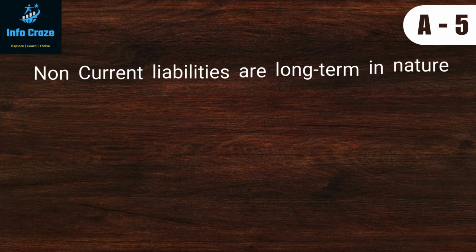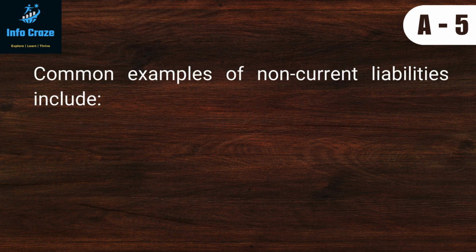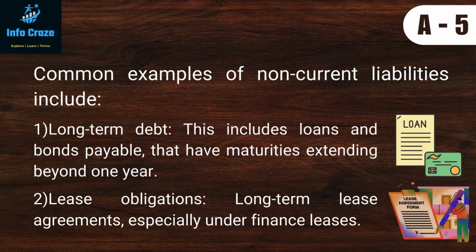Non-current liabilities are long-term in nature and typically involve larger sums of money that need to be repaid over an extended period. Common examples of non-current liabilities include long-term debt. This includes loans and bonds payable that have maturities extending beyond 1 year. Lease obligations, long-term lease agreements, especially under finance leases.